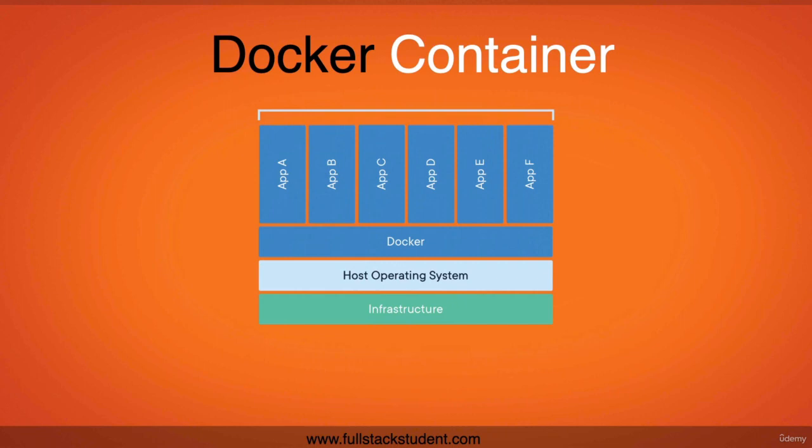So in the next steps, we're going to look at how we can install Docker, and then we're going to go on to creating a Dockerfile for our API application.